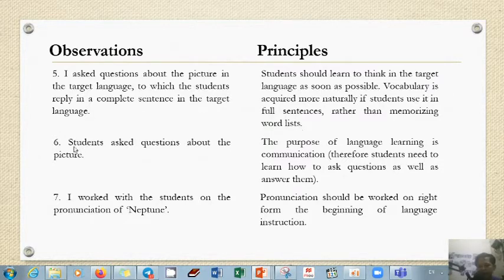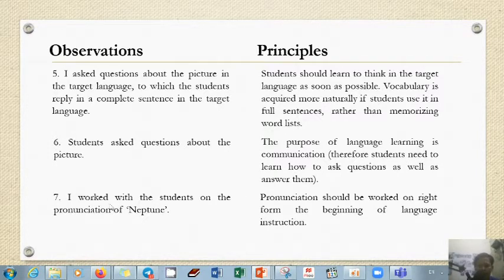Okay. And number six, student ask question about the future. When I show them the picture, they will ask me what is this, what is that. Also, sorry teacher, what is the third planet? I don't know the name. So when they see the picture, I just say this is Mercury, this is Mars. So we can say the purpose of language learning is communication. I mean students easily understand by seeing pictures and by listening to their teacher's explanation as well.